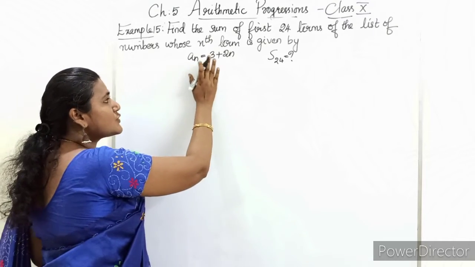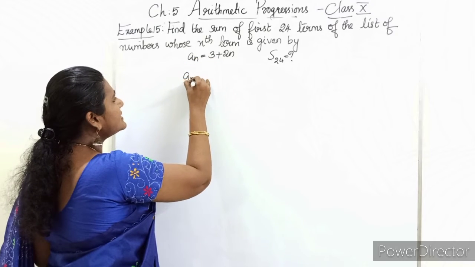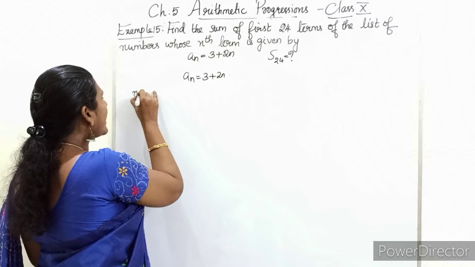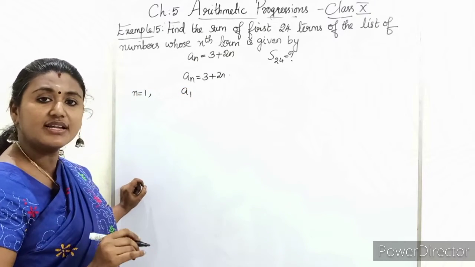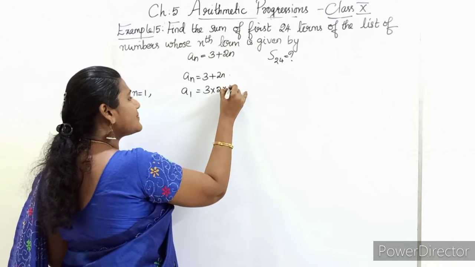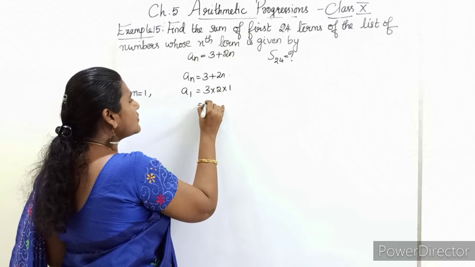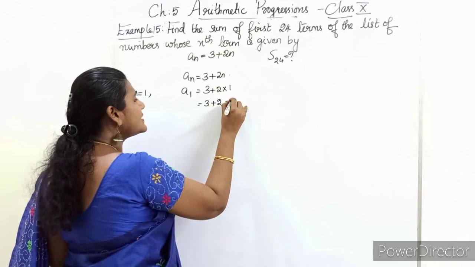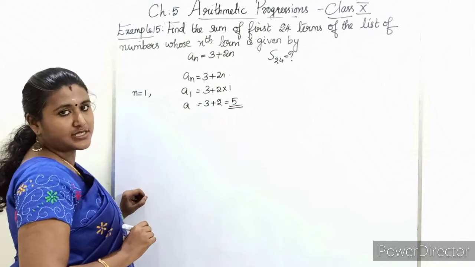So this is actually the nth term. The nth term is given as an is equal to 3 plus 2n. If we substitute n equal to 1, what will you get? A1. A1 is nothing but the first term. So here in the place of n we will substitute 1, and you will get the first term. So 3 plus 2 into 1, that is 3 plus 2, is equal to 5. So this 5 is actually the first term A.